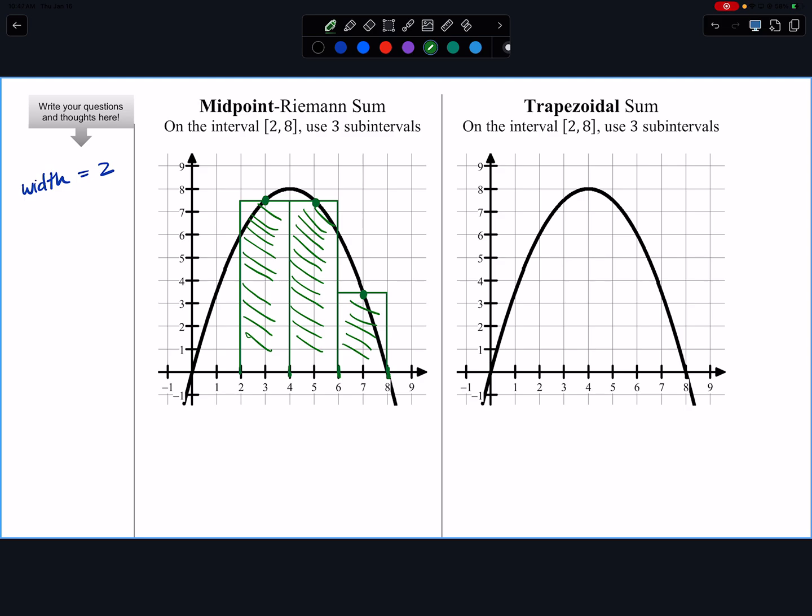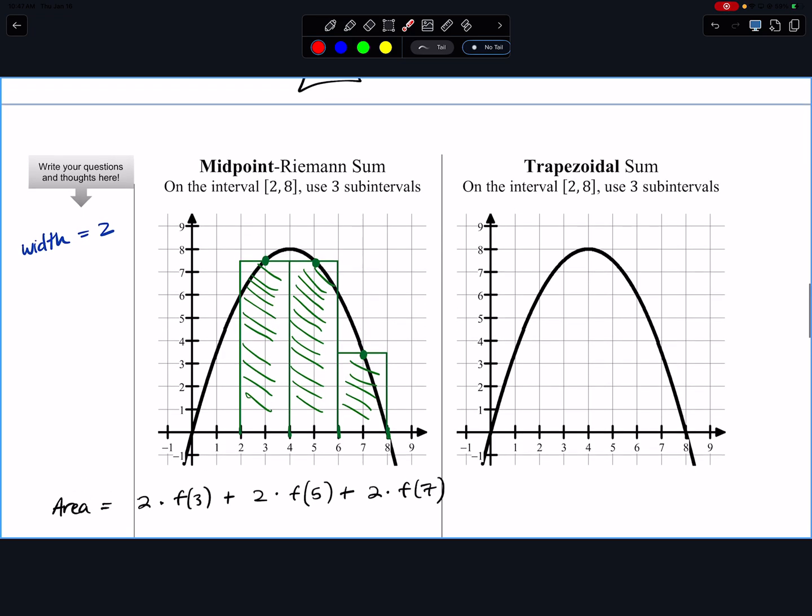So the area is going to be base, so 2 times, what is the height? F of 3, so 2 times f of 3, plus 2 times f of 5, plus 2 times f of 7, okay? What I want you guys to notice about f of 3, f of 5, and f of 7 is they're not exact values. So this is where the function that I gave you guys is going to come into play.